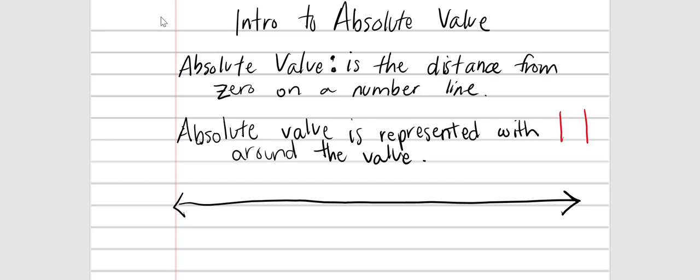Okay, let's talk about the intro to absolute value. Absolute value is the distance from zero on a number line. Absolute value is represented with two solid bars around the value.